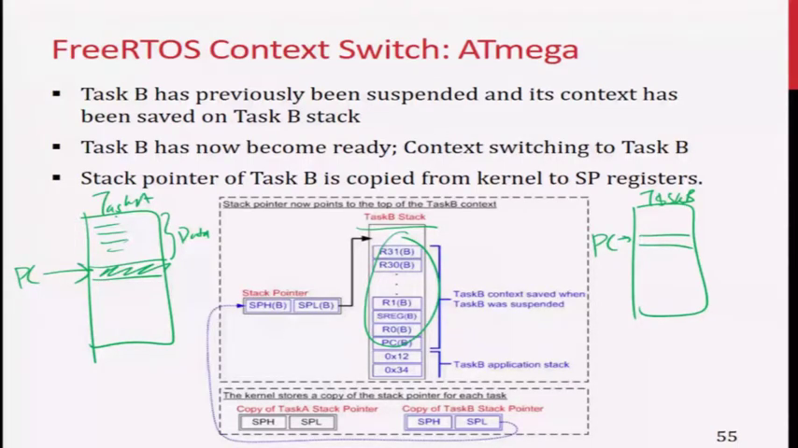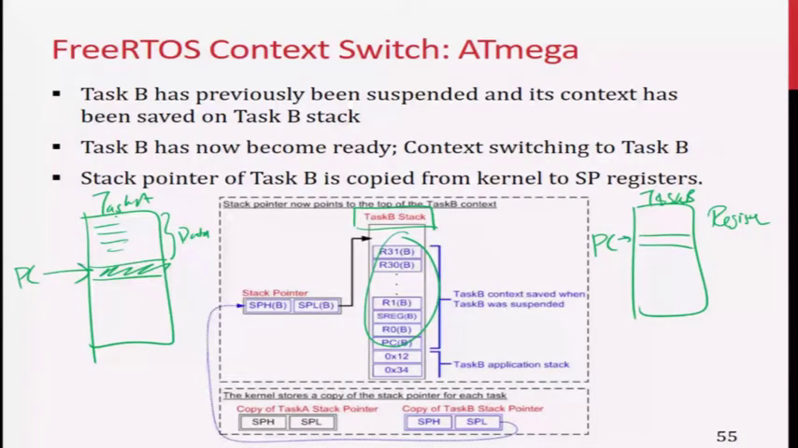So all the register information of task B plus where to start executing task B is stored within the stack space of task B. You have to remember that the stack space of each task contains all the information related to the task. Where I left off, what are all the register values, what is the data, what was it processing. All this information is stored within the stack space of a particular task.